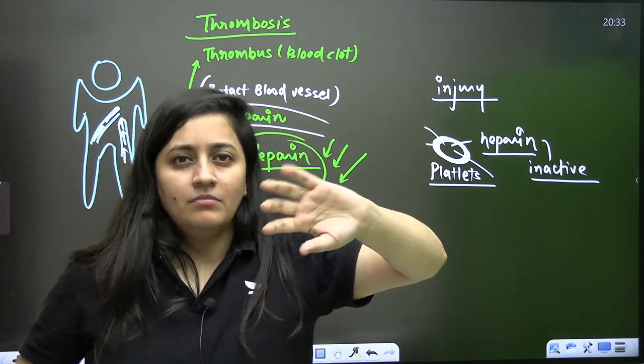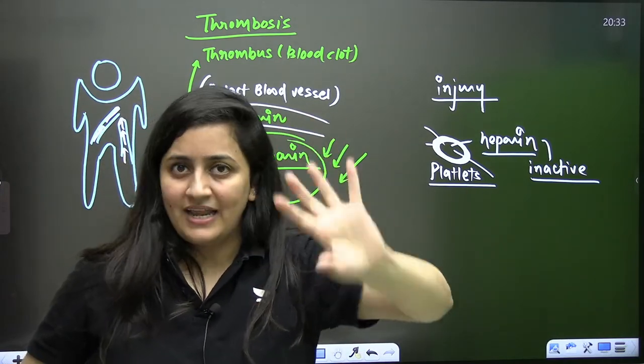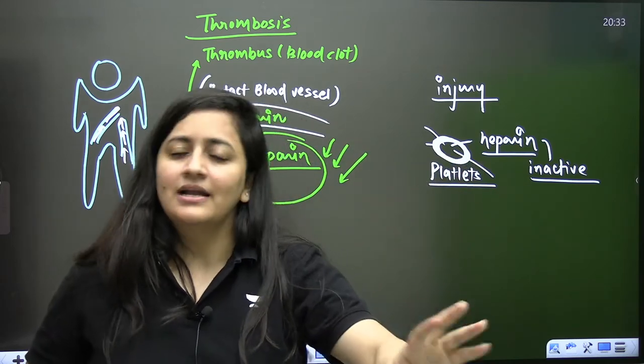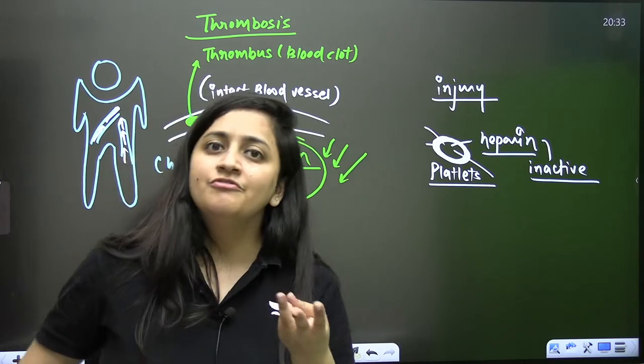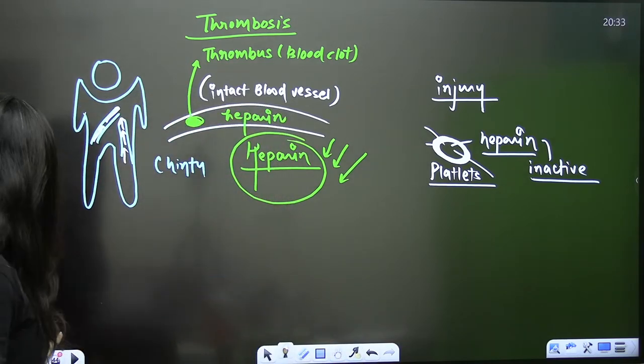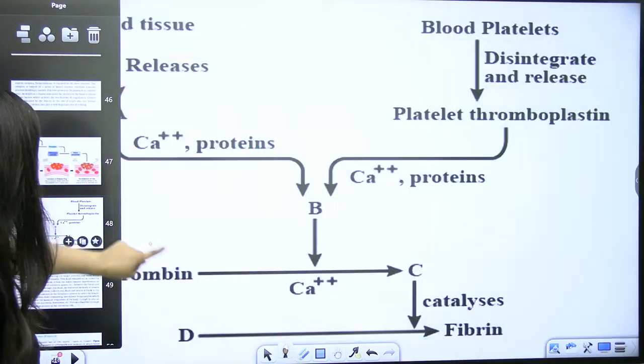So we name them in Romans, basically 1, 2, 3, 4, like this. But in that detail, we will not study. We will only talk about prothrombin, thromboplastin, fibrinogen, and fibrin. That's what we have to discuss. Clear? Now come to this part.